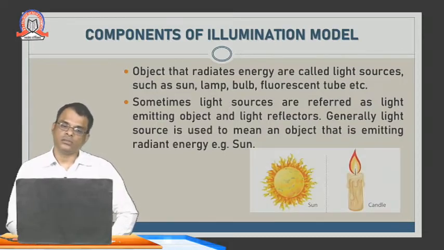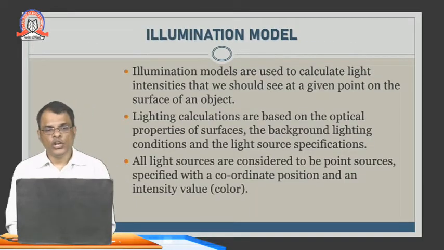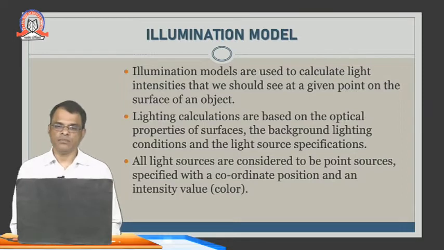So these are the light sources. Then illumination models are used to calculate the light intensity that we would see at a given point on the surface of an object. So what is the first thing we learn? Illumination model. What is this illumination model? It is used to calculate the light intensity at a point on the surface of an object.